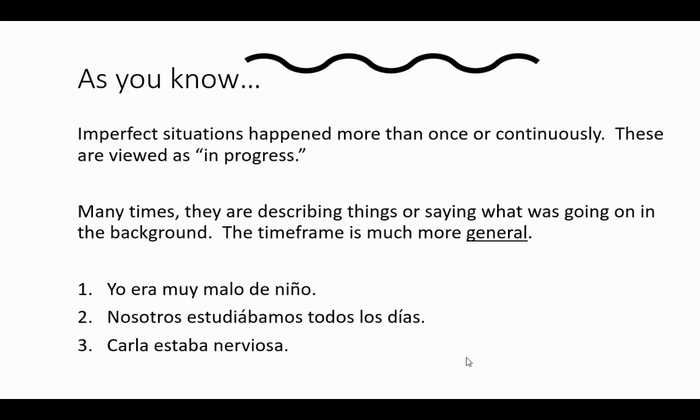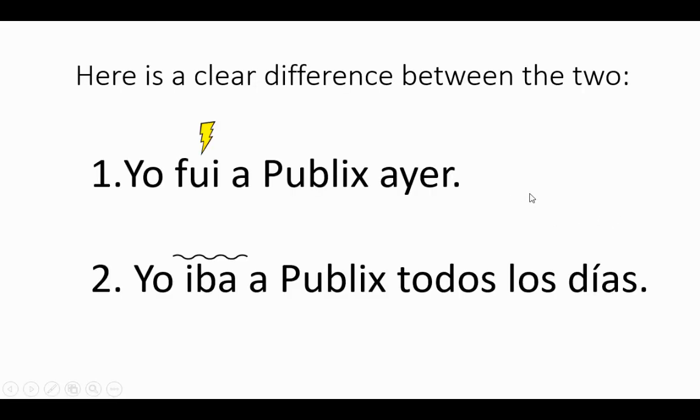Okay. All right. So I'm going to show you one last thing, and then this is going to be your assignment. Okay, and here's a really good side by side. Here's a clear difference between the two. Yo fui a Publix ayer. I went to Publix yesterday. The action is sudden. The time period is specific start and stop, as opposed to this.